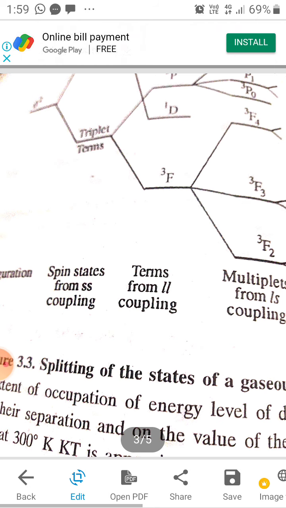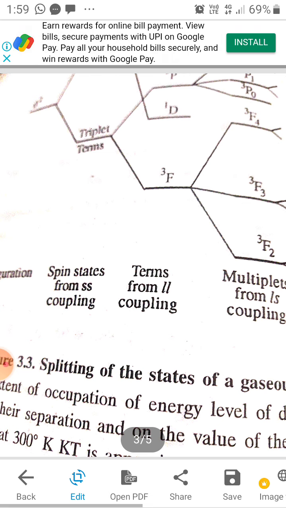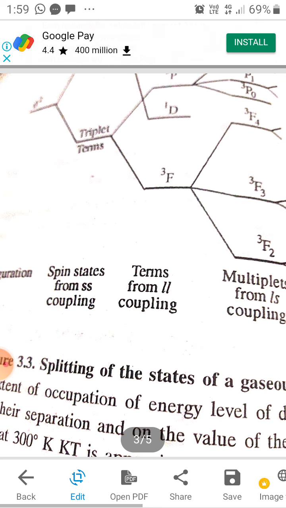In the next step, we have spin from SS coupling, terms from LL coupling, multiplets from LS coupling and magnetic field.